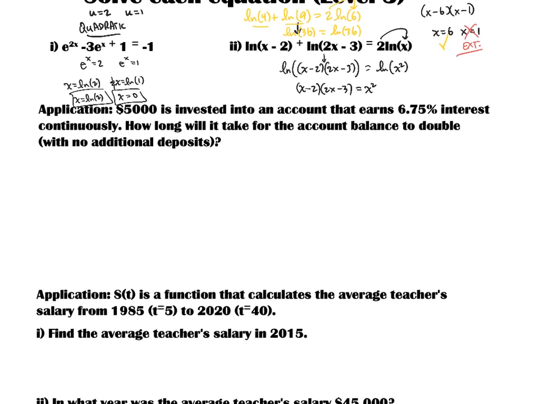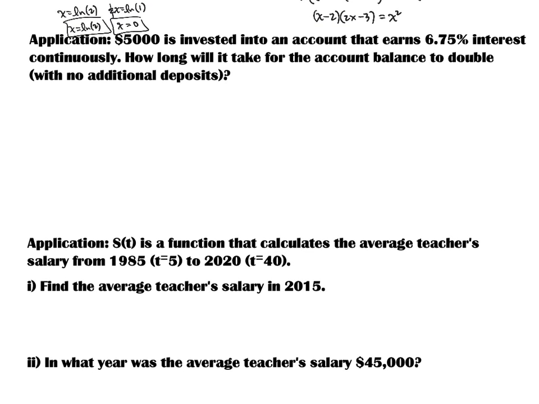Okay, a couple application problems, and we'll call it good for lesson D. $5,000 is invested into an account that earns 6.75% interest continuously. How long will it take for the account balance to double? So what we want to use is account amount equals principal balance, which is 5,000, times e to the RT. We want our account balance to double, so 10,000. Our original balance, 5,000, e to the rate, 0.0675, and we want to know how long it will take. So I'm going to divide both sides by 5,000.